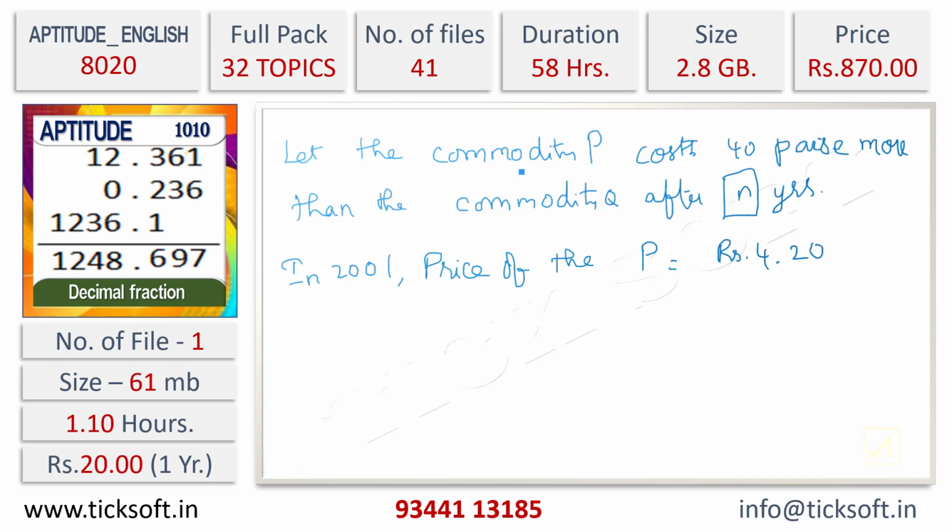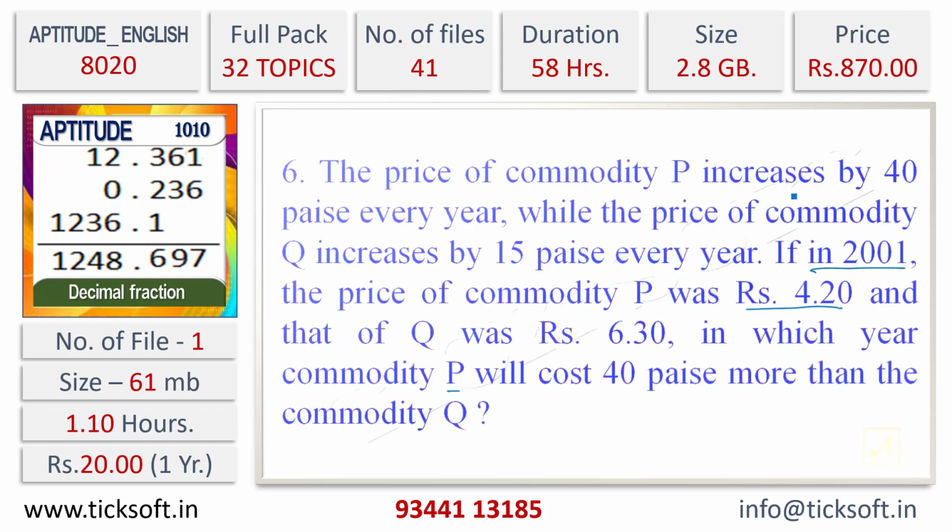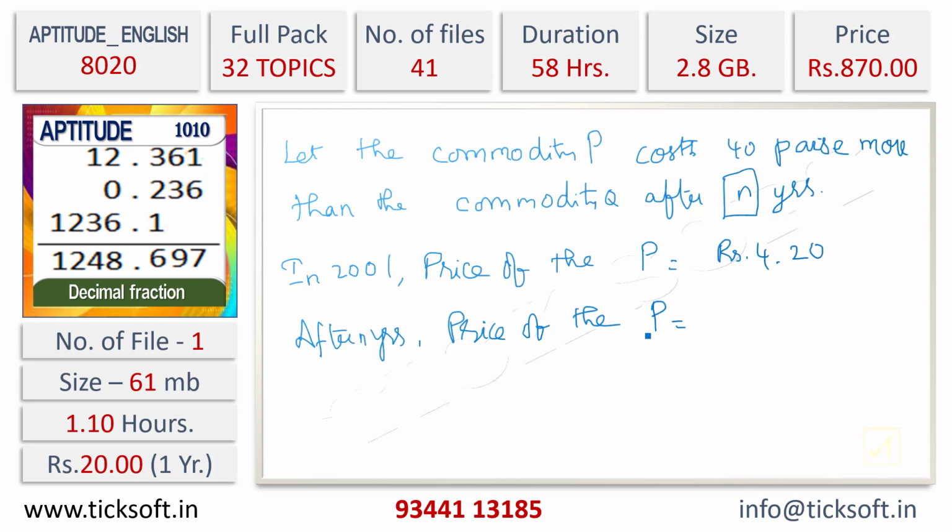Now we had taken that the commodity P costs 40 paise more than the commodity Q after n years. So we are going to find out the price of the commodity P after n years. Here we know that the price of commodity P increases by 40 paise every year. The number of years is n, and the initial price of commodity P is rupees 4.20, so we have to add n into 0.40, because it increases 40 paise per year.